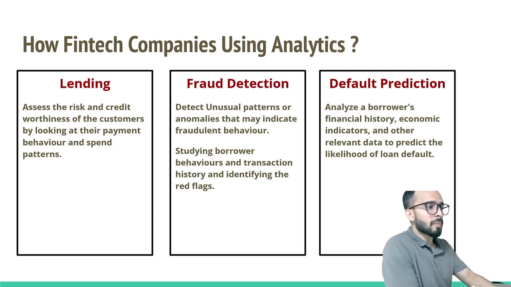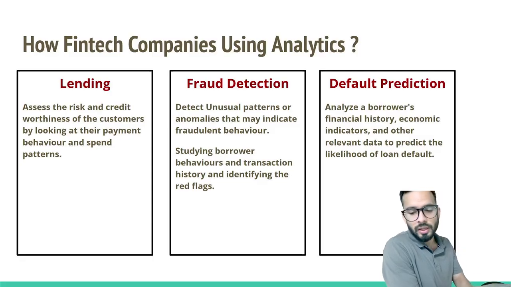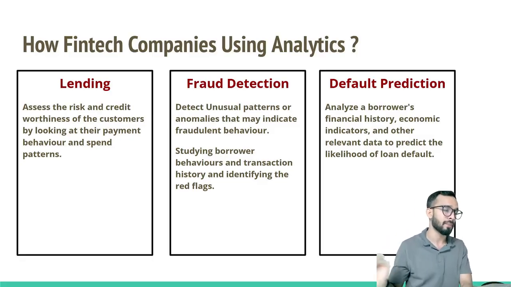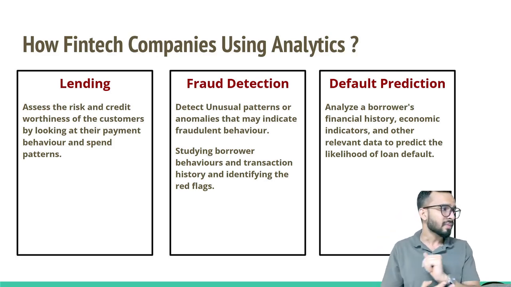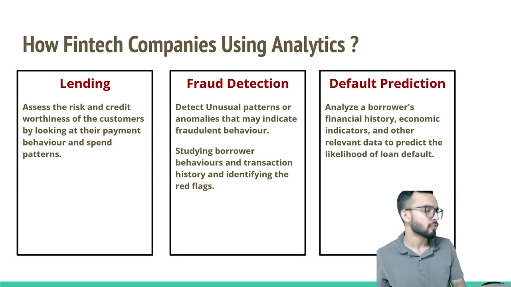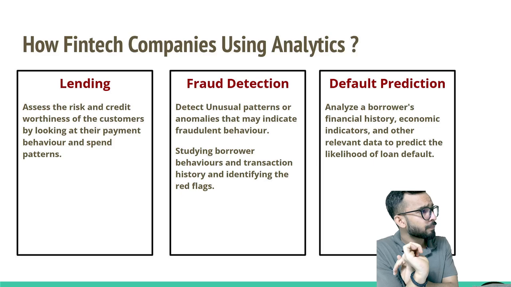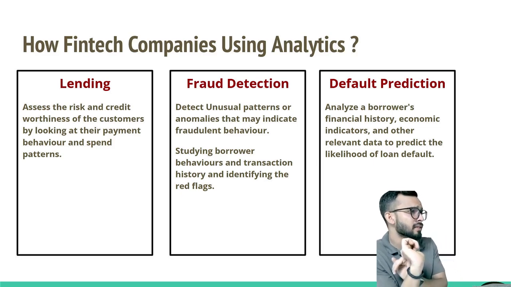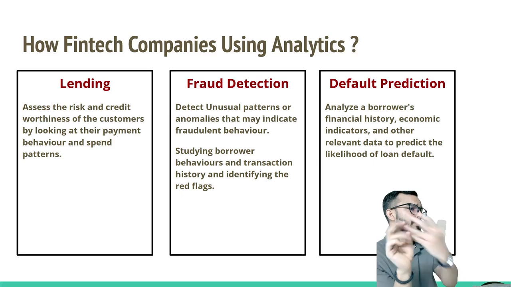So this is on a month on month basis. I will see what is the change in your bank balance, what is the change in your credit score, and I will try to predict whether you're going to default on the next payment or not. So on a higher level, these are the applications of analytics in the banking and fintech domain. First is lending. So we assess the risk and the creditworthiness of the customers. Second one is fraud detection to identify the fraudulent cases, right? And the next is default prediction, whether the customer is going to pay us or not.